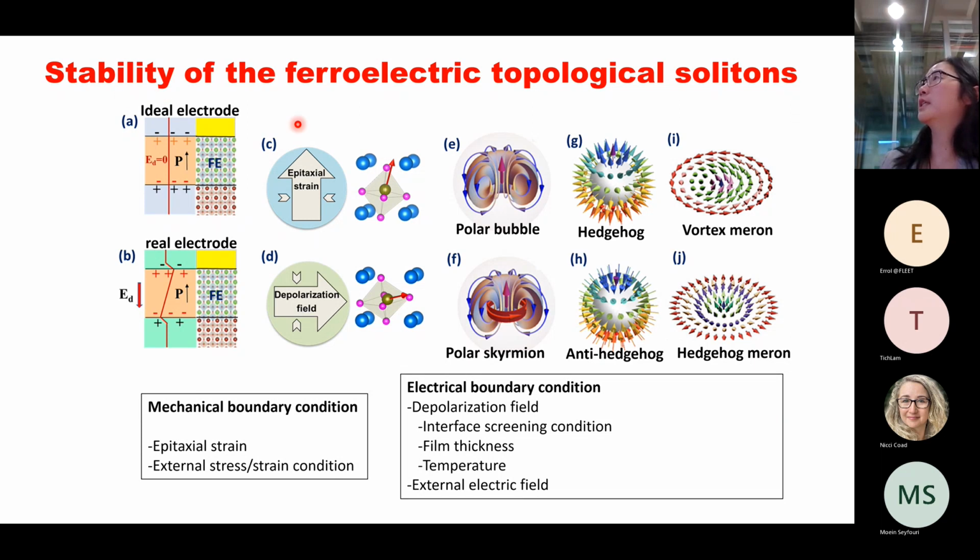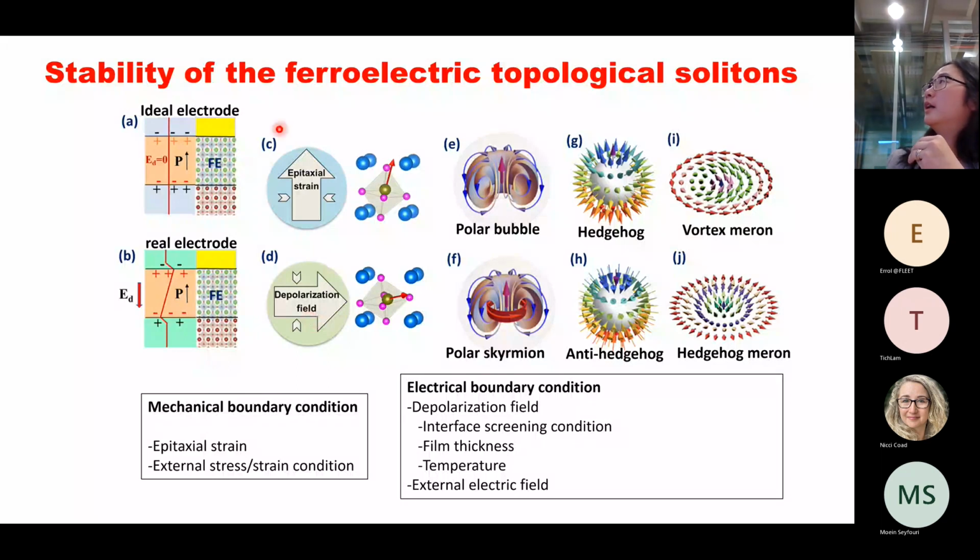This is because, first, you can see at A and B, it shows materials with two different types of electrode. We know that it has a spontaneous polarization and boundary charges, which form the depolarization field. If we have an ideal electrode, then all the boundary charges are screened. In most cases with a real electrode, these boundary charges remain at the interface, and this forms these potentials and the depolarization field. And this depolarization field becomes more significant when the thickness decreases.